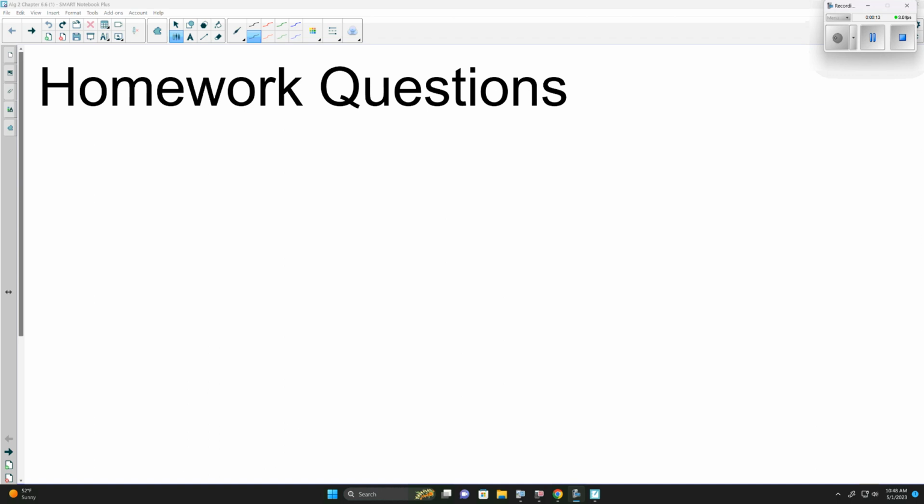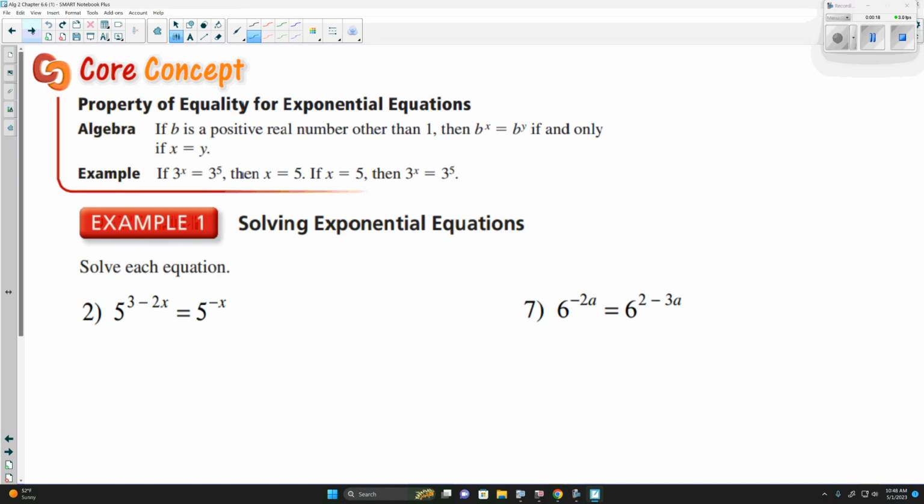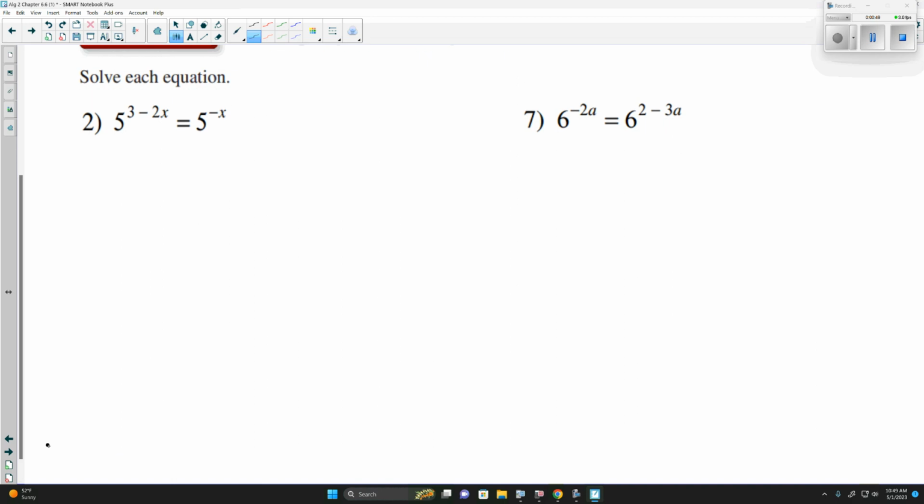All right. If there's no question over any of the homework, we're going to go on and look at the lesson for today. And the first thing we're looking at, and this is really starting our section over solving, is the property of equality for exponential equations. If b is a positive real number other than 1, then b to the x is equal to b to the y if and only if x is equal to y. So if the bases are the same, then the exponents have to be also. So if we have one base on either side, and they are the same, then the exponents have to be the same as well.